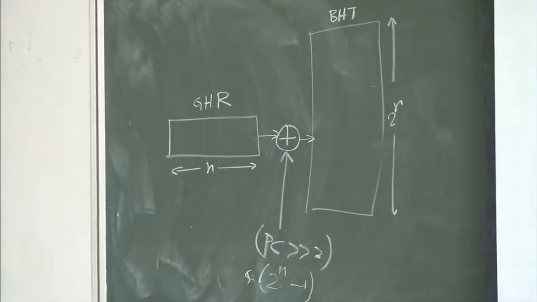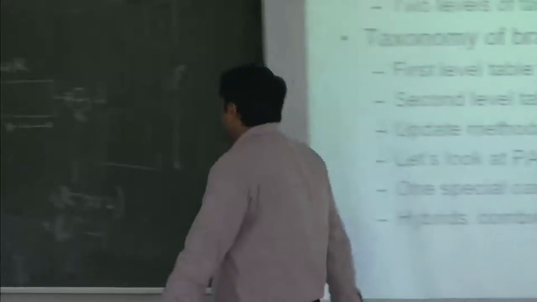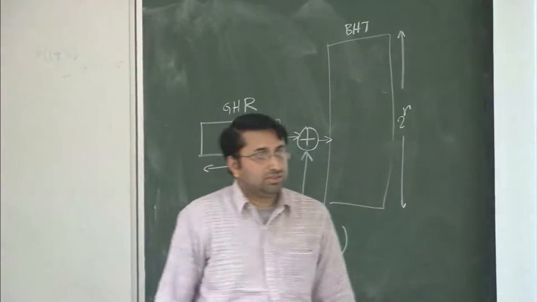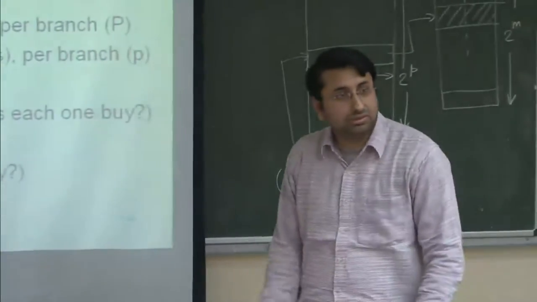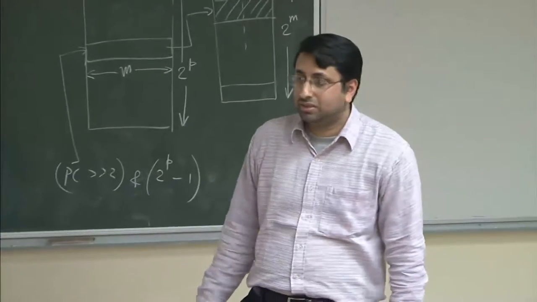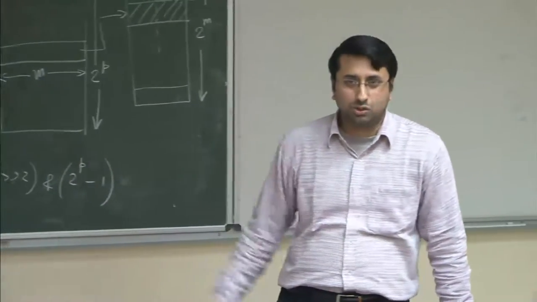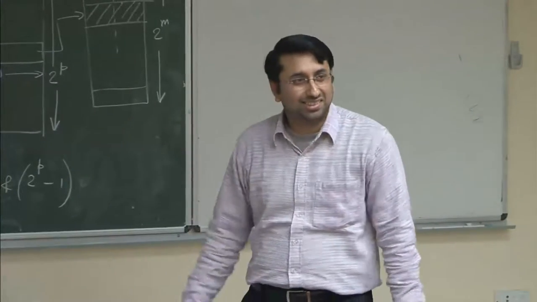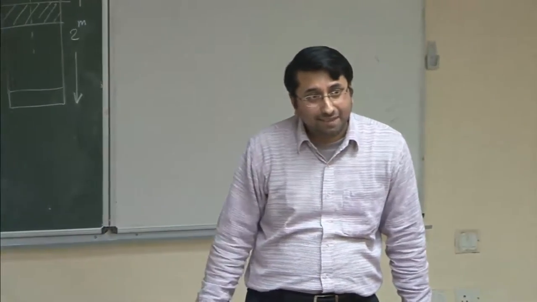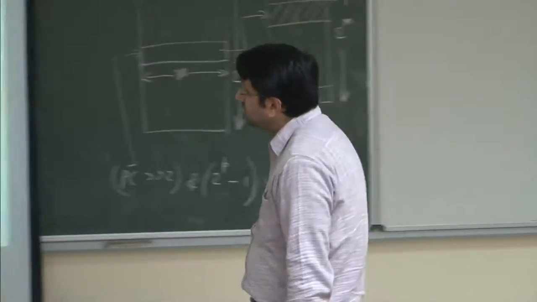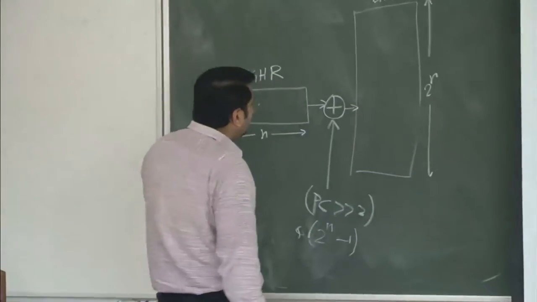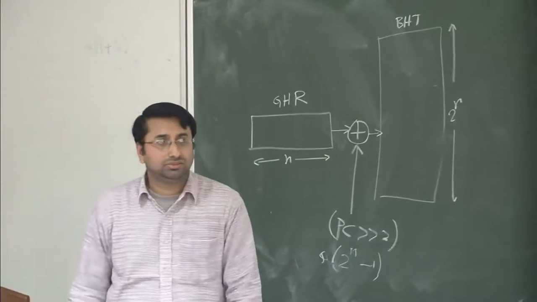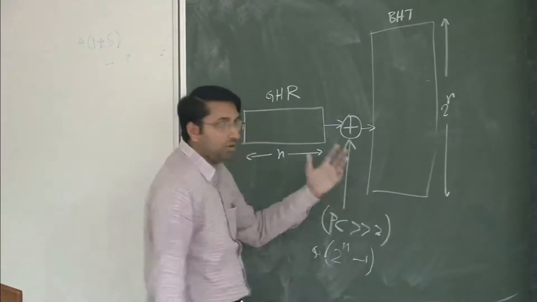Why? What is it buying? I show it as XOR because that's what is used most popularly, but you can come up with other smart functions. Why do I want to do this? G-share is amazingly good, I can tell you. So it's a good thing to do. Mapping the same branch always to the same entry? No, there is no such guarantee. You are XORing it with the global history register. You destroy all your pattern elements.